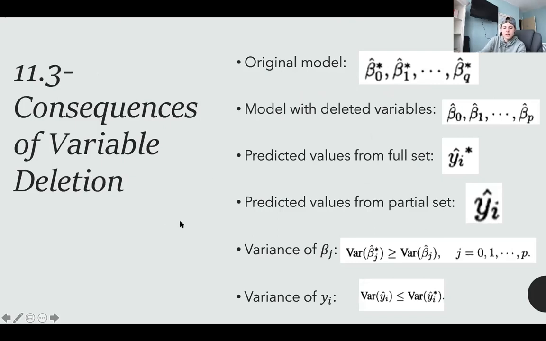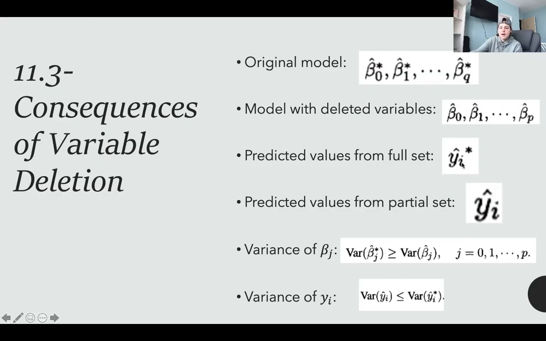So 11.3 is going to discuss the consequences of variable deletion. Denote the estimates of the regression parameters when using the original model as beta sub 0 star hat all the way up to beta sub q star hat. And our model with the deleted variables is going to be indicated with beta sub 0 hat all the way up to beta sub p hat. The only difference between the model with the original variables and the model with the deleted variables is we're going to take away the star, and we're going to change that q to a p.